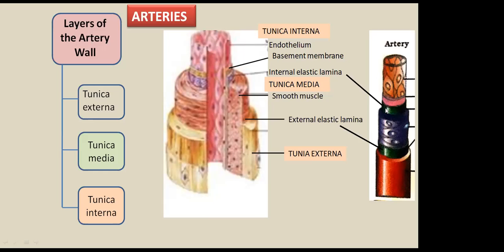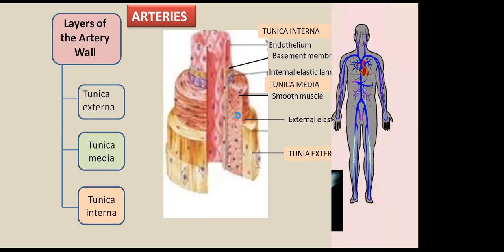is internal elastic lamina. So how many elastic laminas are forming the wall of artery layer? 2 elastic laminas are forming. The number of elastic laminas that are lining the wall of arteries is 2. Remember this. Okay, I hope this is clear for you.